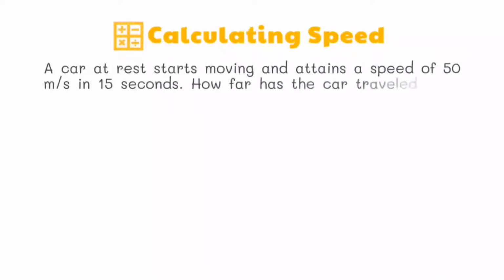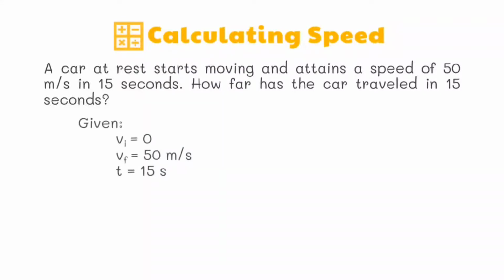A car at rest starts moving and attains a speed of 50 meters per second in 15 seconds. How far has the car traveled in 15 seconds? So we can have the given: initial speed is equal to 0, final speed of 50 meters per second, and the time is 15 seconds. So the missing value is still the distance. So we can get the total distance by using the formula earlier.